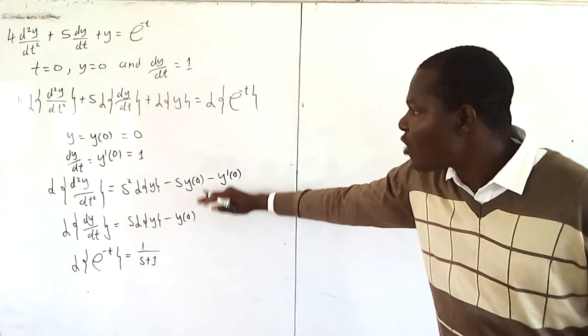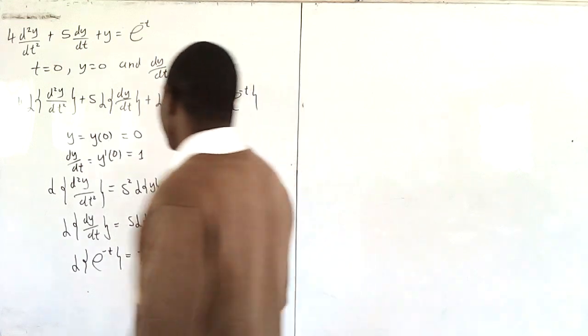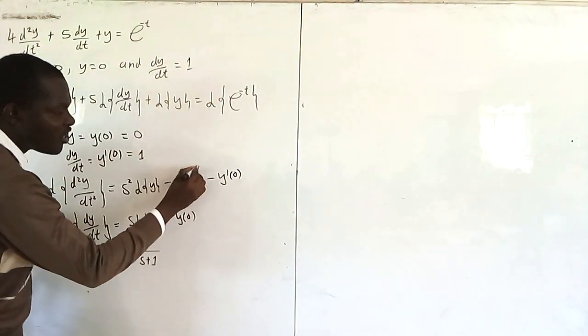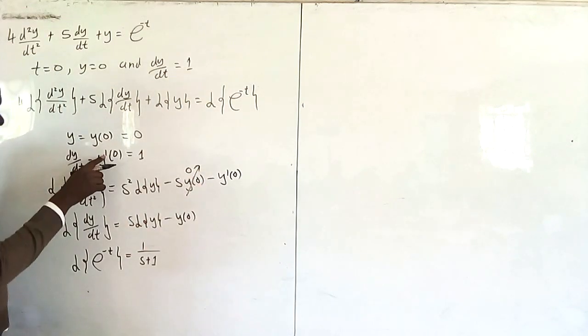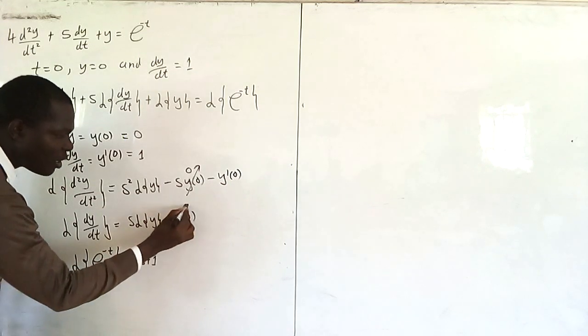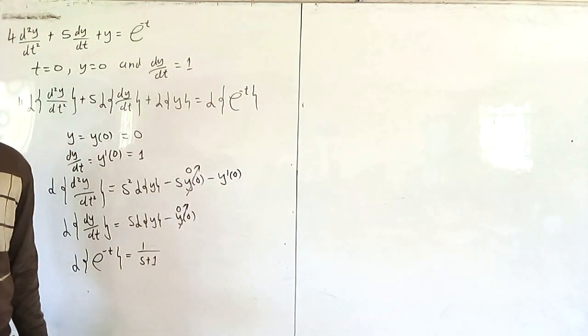So the next thing, now that we have found everything, what we are doing is substituting. Before you start substituting, y of 0 is 0, isn't it? Yes. So the whole of this will go to 0. And y prime of 0 is 1, meaning this one will be 1. And y of 0, this one will be 0. Are we together?